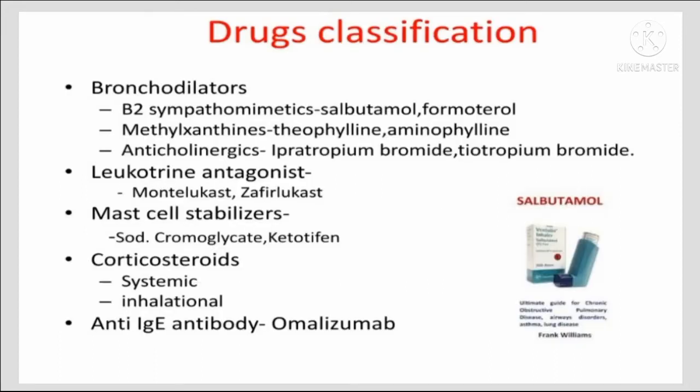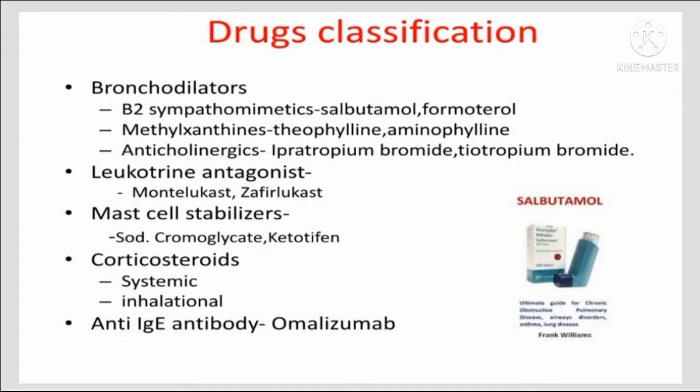Drugs classification. They are mainly classified into 5 types. First one is bronchodilators. As there is bronchoconstriction, we will be giving this drug to dilate. Second one is leukotriene antagonist. As there is release of leukotrienes, we will be giving this drug.